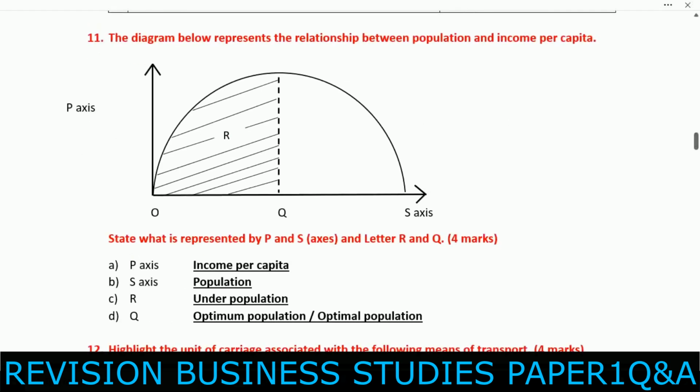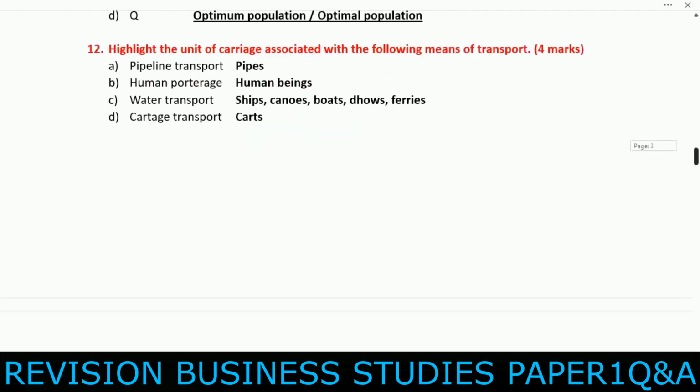Question number 11. You are told the diagram below represents the relationship between population and income per capita. So on the P-axis you can see, and then you can see the S-axis, and you can see Q and R. Then you are told to state what is represented by P and S. P and S, you can see them there, and the letters R and Q. So the P-axis, that one is income per capita, you can see it going up. The S-axis going horizontal, that one is population. R, this one is under population. And then Q is optimum population or optimal population. Let's go to question number 12.